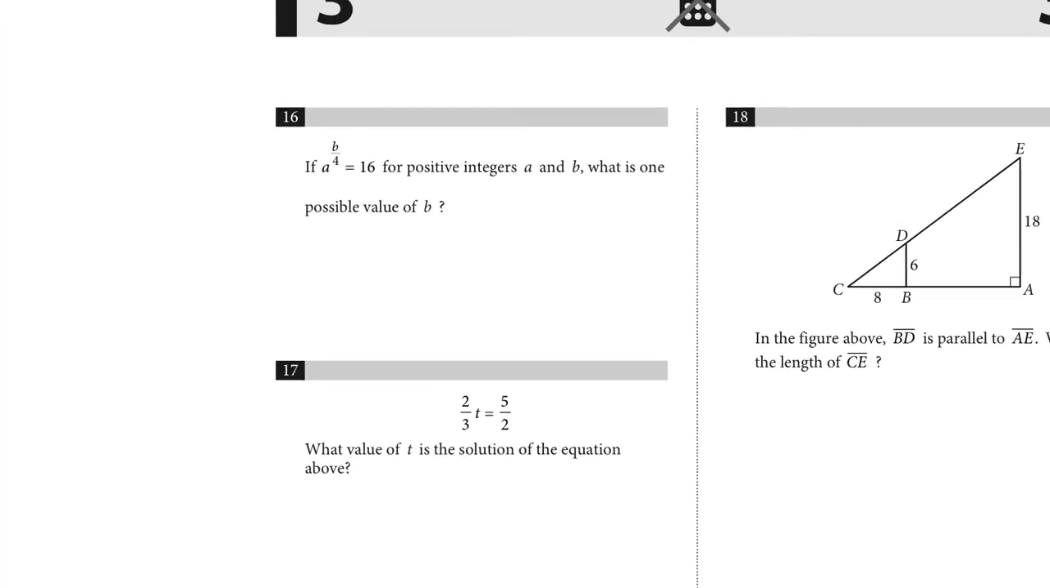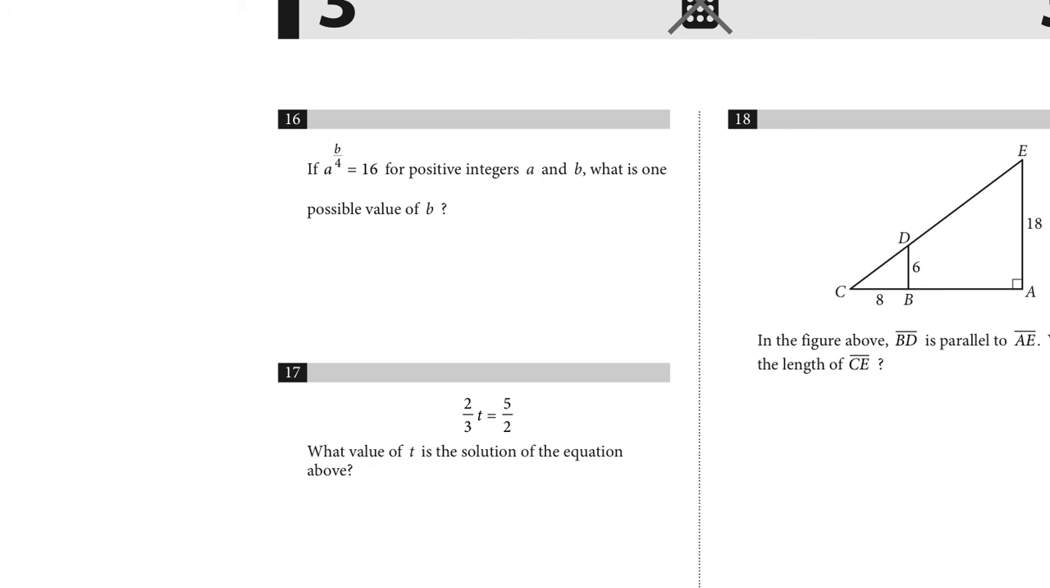Alright, the 16th one. If A raised to B by 4 is 16, for positive integers A and B, what is one possible value of B? Okay, so there can be other values as well. Alright, so we know this would probably be this, right? So it is A raised to B cube root is equal to 16.